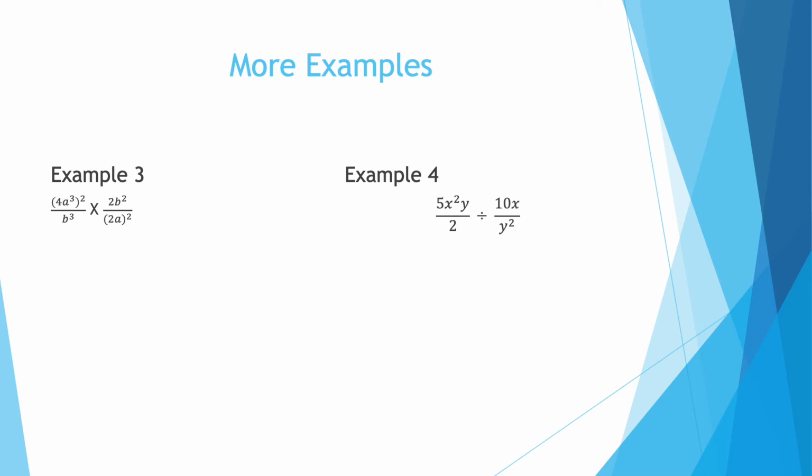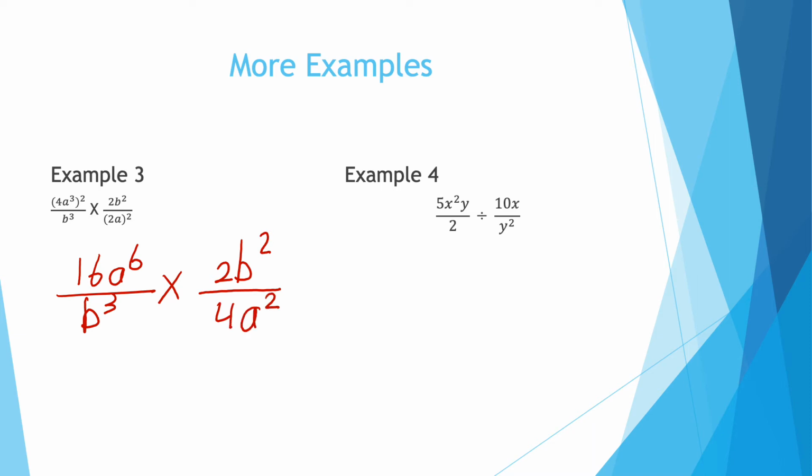Okay, now the next one here, we've got fractional expressions and they multiply together. So I would expand or simplify the first term. I've got the first one in here, I've got the brackets in here and another brackets here. I will expand these first and then I'll try to cancel out. So I'll expand this one here. I've got 16a to the power of 6 over b to the power of 3 times 2b squared, and this one gives me 4a to the power of 2.